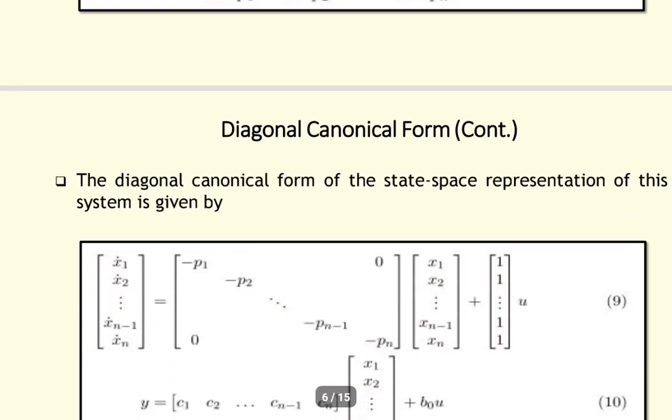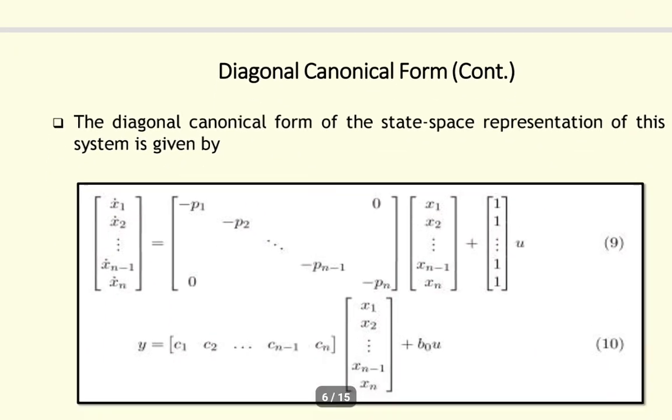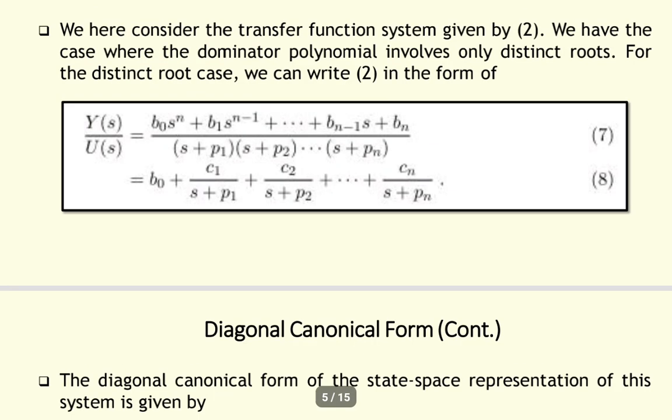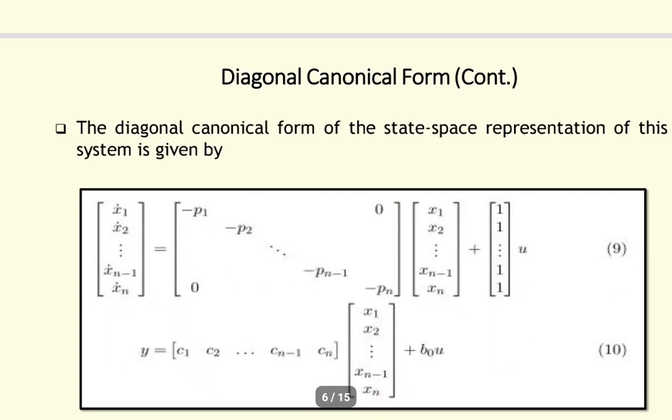So the diagonal canonical form for the state space representation is x1 dot, x2 dot, so on up to x dot n minus 1 and x dot n, equal to all the roots, that is minus p1, minus p2, so on up to minus pn, arranged in diagonalized fashion for matrix A. That A matrix, the system matrix, has dimension n cross n, that is a square matrix, and the rest of the elements are 0. The state variables are x1 to xn, whereas the input matrix B elements are always 1.